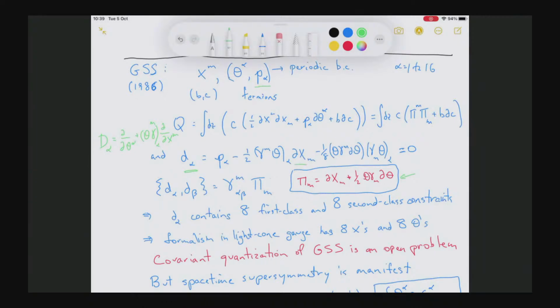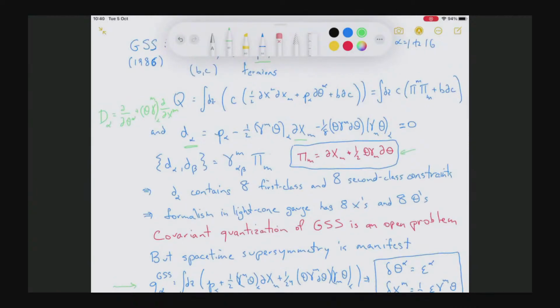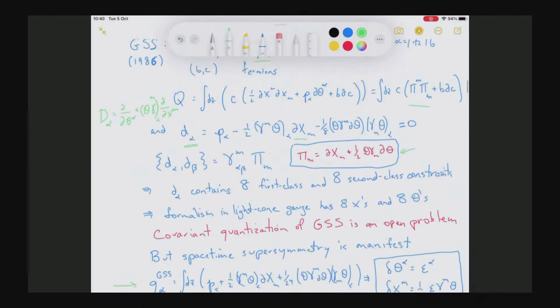And this satisfies a commutation algebra, which is, if you take the Poisson bracket of d alpha with itself, you get something which is non-zero, which is just pi m. So that's the space-time supersymmetric version of dx. That means that small d alpha has both first class and second class constraints. So pi is not a first class constraint, but pi squared is a first class constraint. So small d alpha has first class and second class constraints, which we can quantize in light cone gauge. But covariant quantization of this theory is still an open problem.